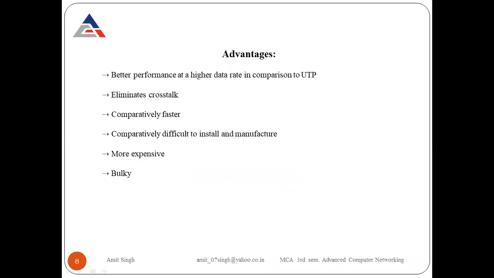Now, next we have the advantages of STP, that is the shielded twisted pair. First, better performance at a higher data rate in comparison to unshielded twisted pair. Automatically, the performance is better. Why? Because the extra covering is there. Whenever the extra covering is there, there are fewer chances of attenuation and fewer chances of mixing the external signals. Automatically, the performance will be better as compared to the unshielded pair.